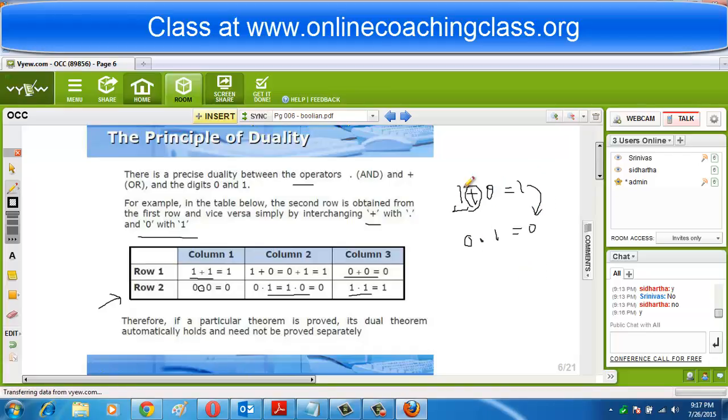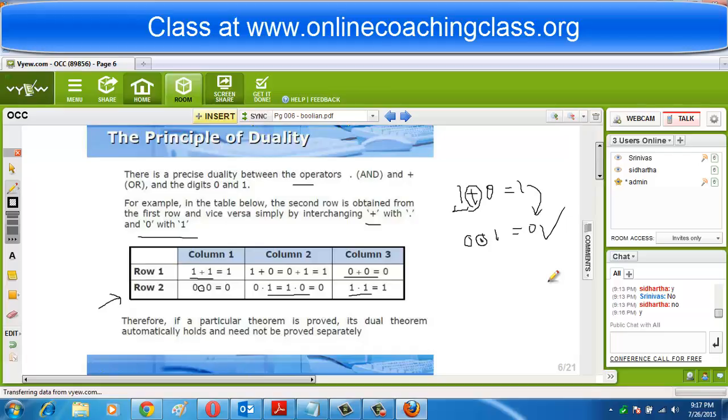Everything is complemented. 1 is complemented here, 0 is complemented here, and the answer is also complemented here. If we change OR to dot, it is satisfied. It is the principle of duality.